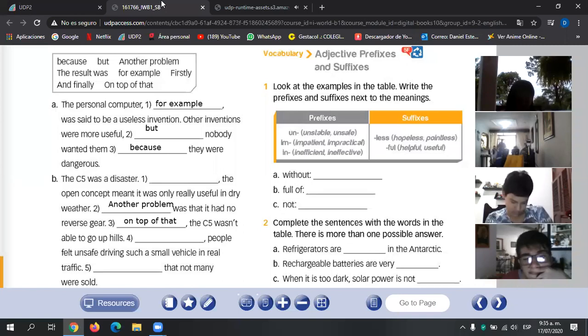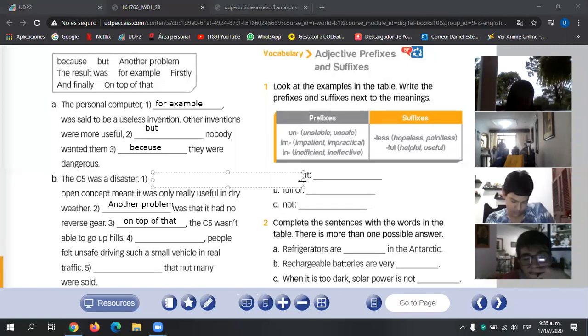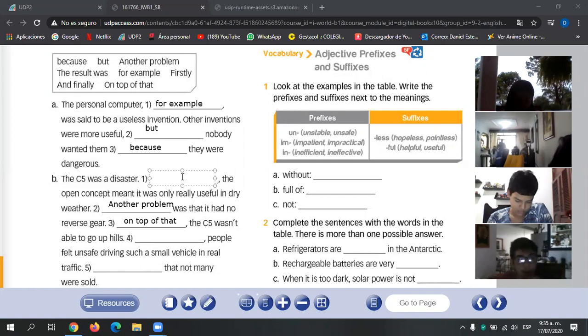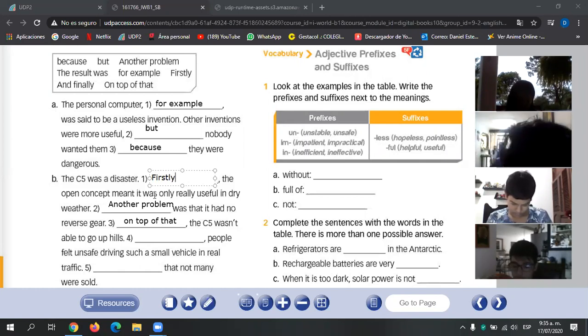Okay, so I think it was the... that wasn't the answer. So what was the answer in this sentence? The C5 was a disaster. I think firstly is like al principio. The open concept means it was only really useful in dry water.